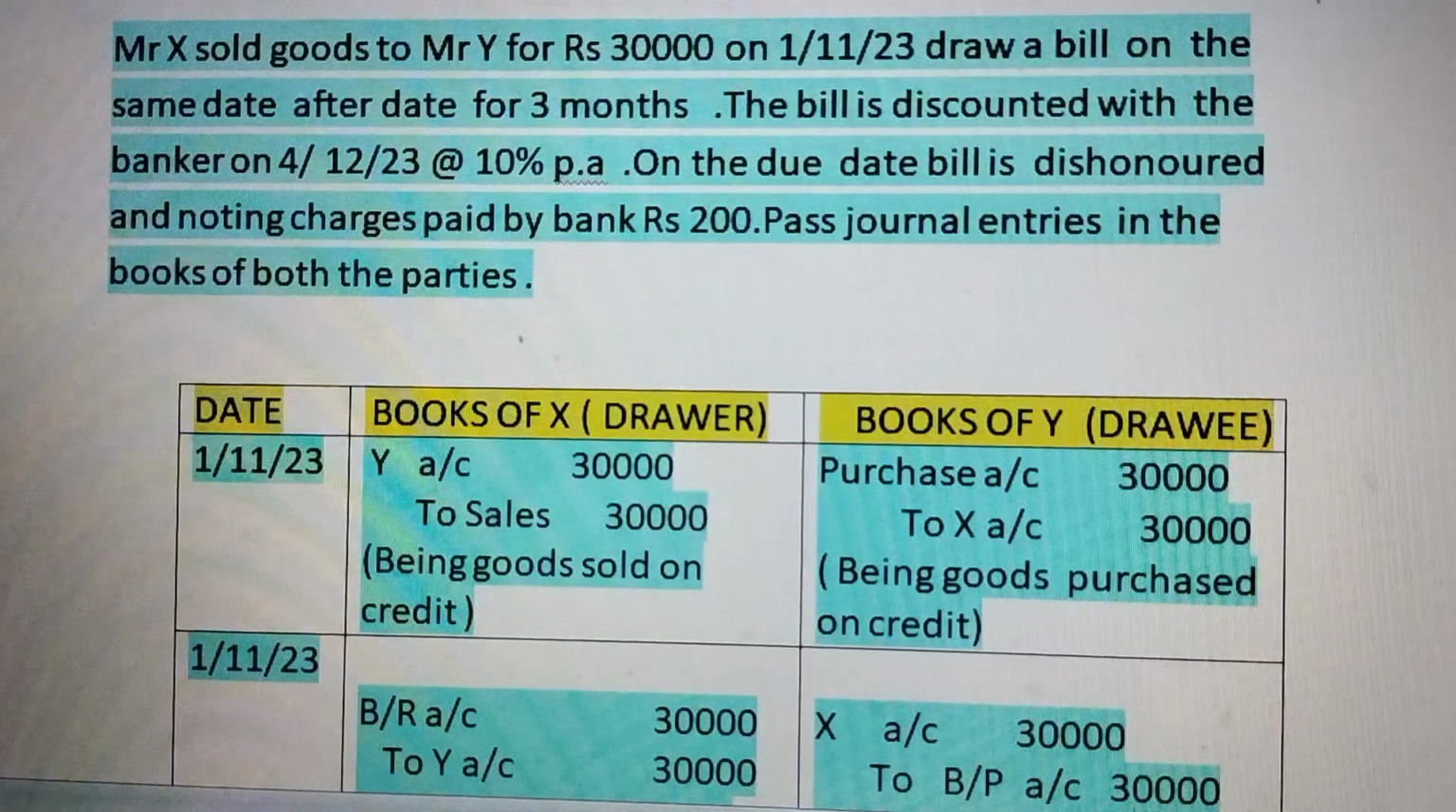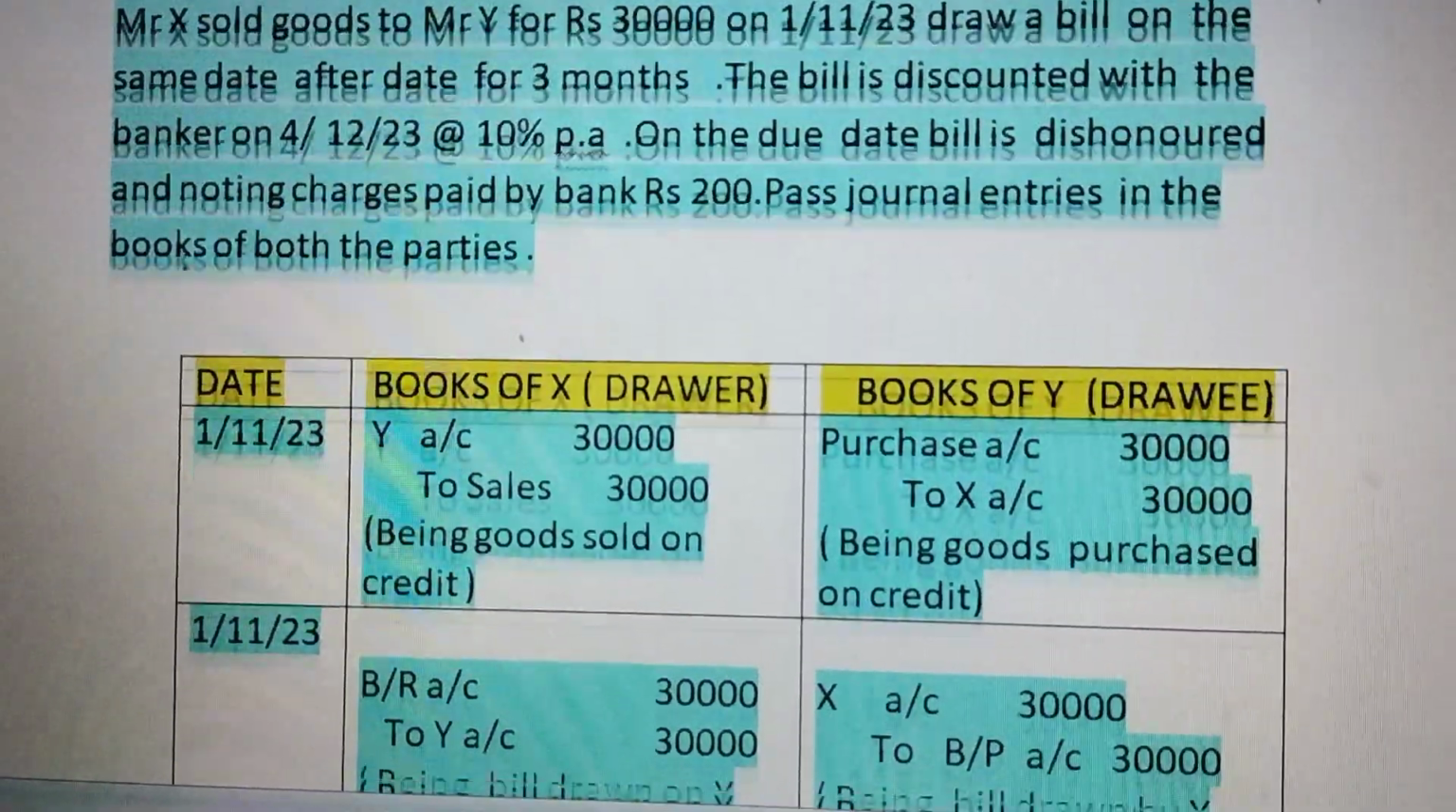But in the books of the drawee, that is Y, it is a credit purchase. So when goods are purchased on credit, the entry will be purchase account debit to creditor. So who is a creditor? Mr. X is a creditor. So entry will be purchase account debit to Mr. X account 30,000. So being goods purchased on credit. So this is the first entry.